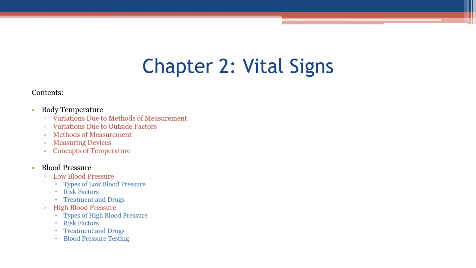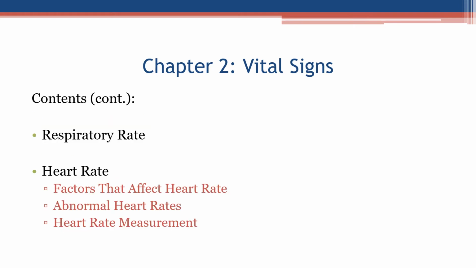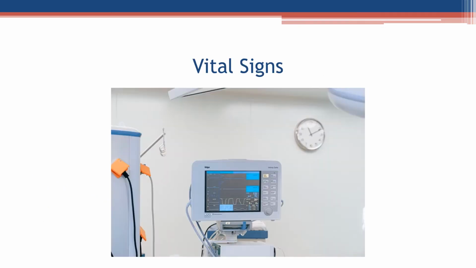Chapter 2, Vital Signs. Contents of this chapter are: body temperature, variations due to methods of measurement, variations due to outside factors, methods of measurement, measuring devices, concepts of temperature, blood pressure, low blood pressure, types of low blood pressure, risk factors, treatment and drugs, high blood pressure, types of high blood pressure, risk factors, treatment and drugs, blood pressure testing, respiratory rate, heart rate, factors that affect heart rate, abnormal heart rates, heart rate measurement.